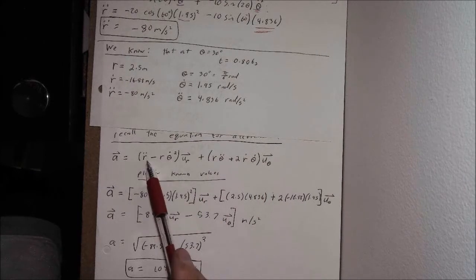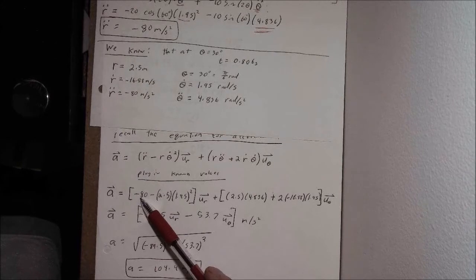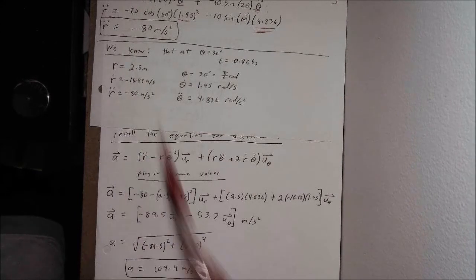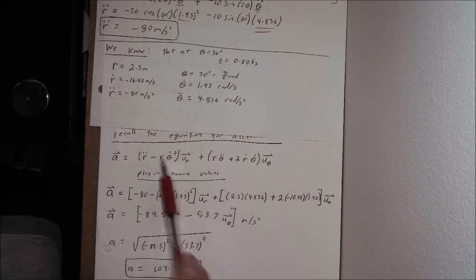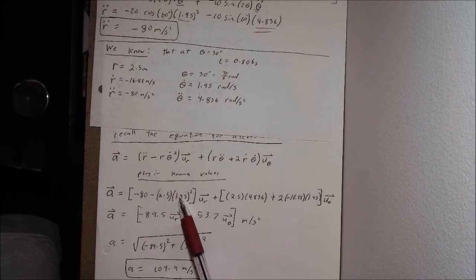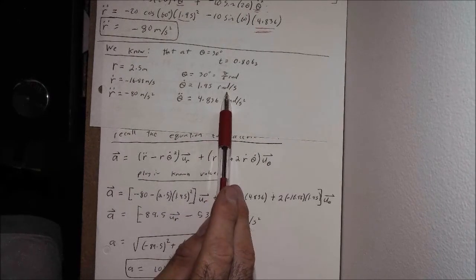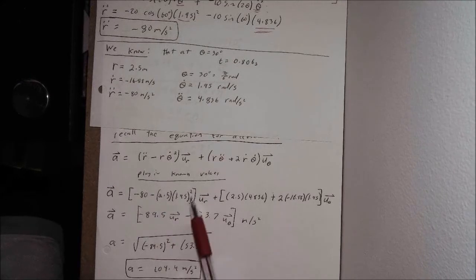We know all these values. Our r double dot, we look up here, is negative 80 meters per second squared. Our r is 2.5 meters. Our theta dot, we can go back up here, is 1.95 radians per second. So that takes care of this whole side over here.